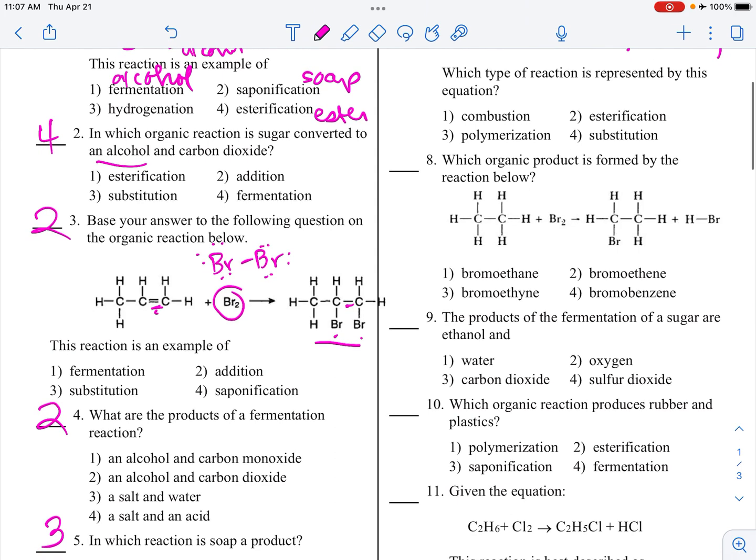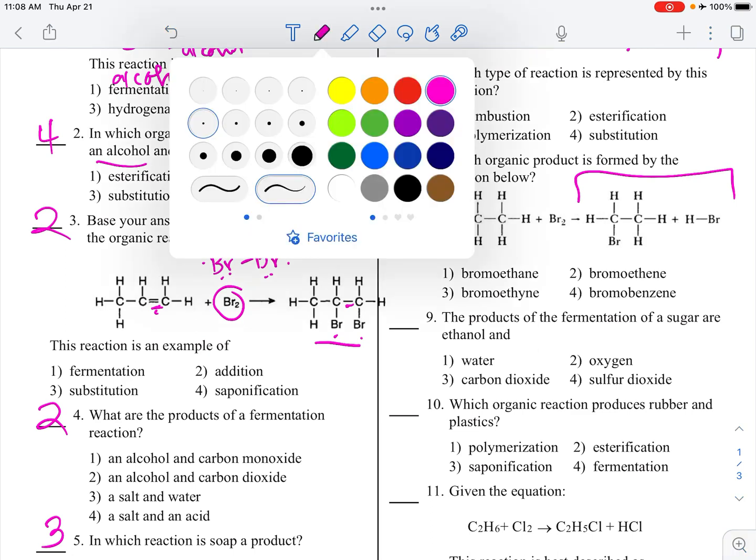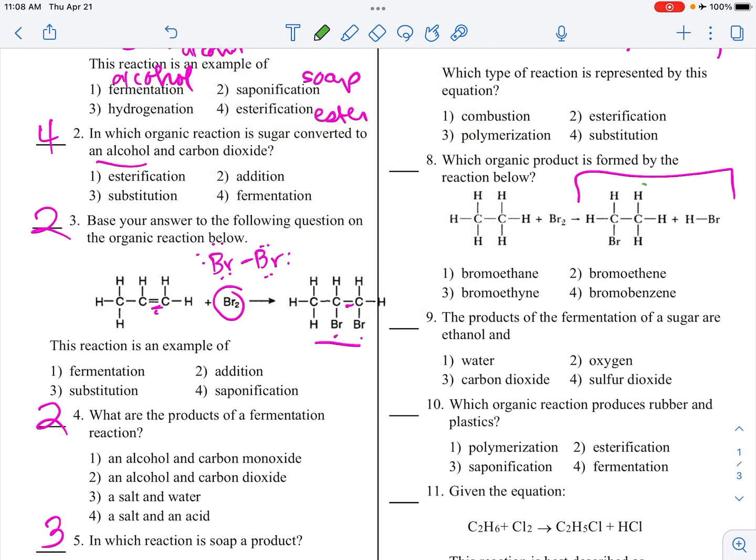Number 8, which organic product is formed by the reaction below? So we have two products, obviously. This is the product side. So which one is organic? Well, whichever one contains carbon. So this is what we want. Make sure you don't care about that.